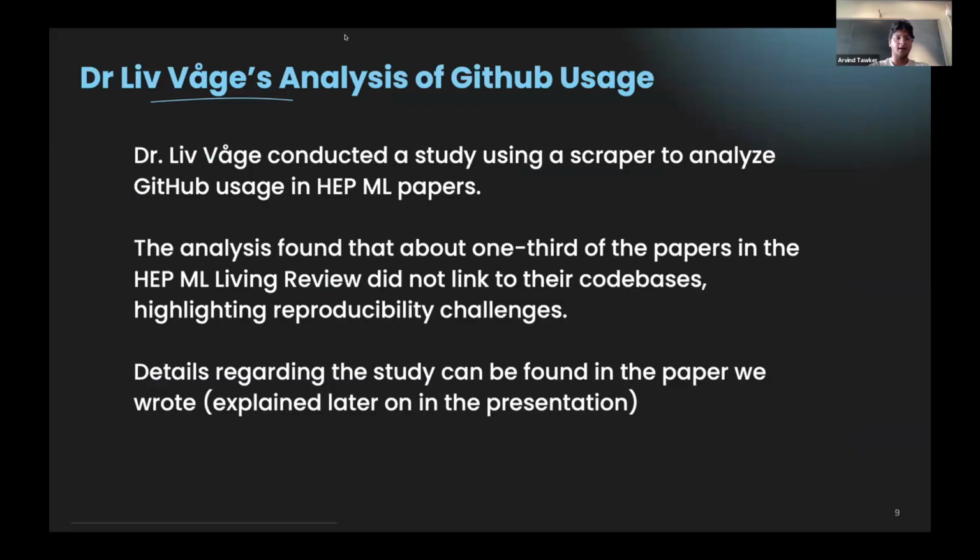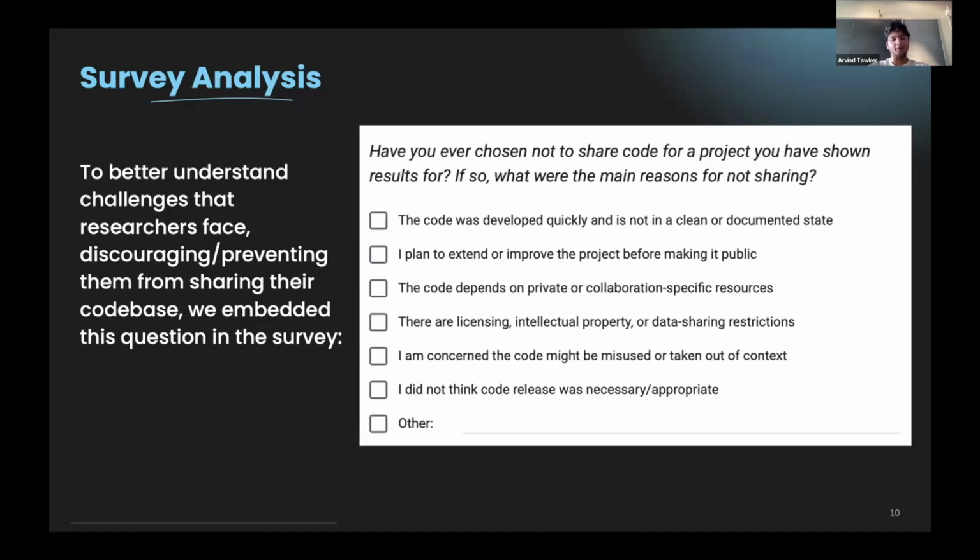There's also a study that Liv conducted. This is also outlined in the paper that we wrote, but it essentially found that about 1/3 of the papers in the HEP ML Living Review did not link their code bases. And we wanted to understand why, because this is a slight hindrance to reproducibility. And so we had that question in the survey itself.